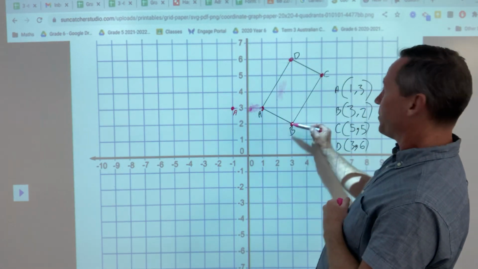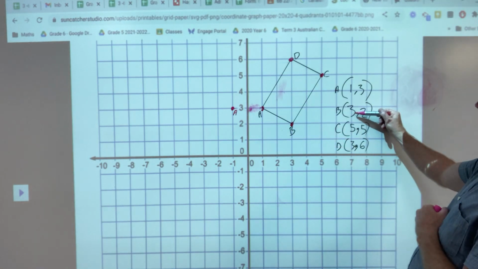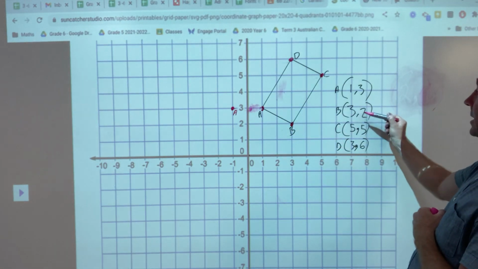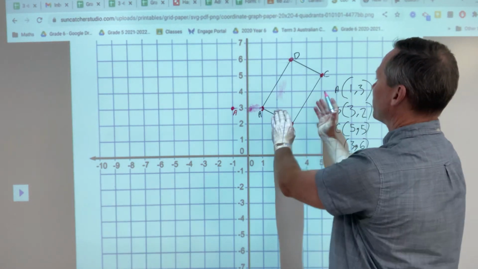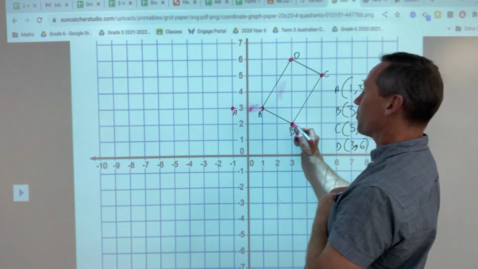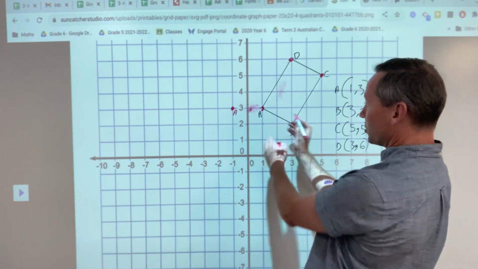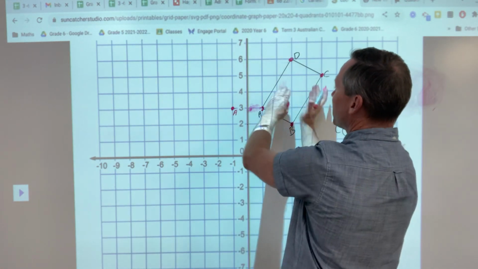If I look at B, my plot was 3, 2, my coordinates 3, 2. In this case, if I flip this one over, I can see that I am 1, 2, 3 away on the positive side, but I know I'm going the other way. So I'm flipping this over.